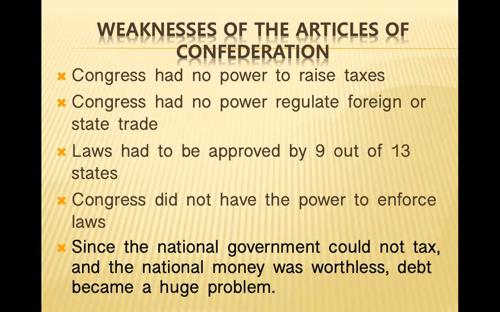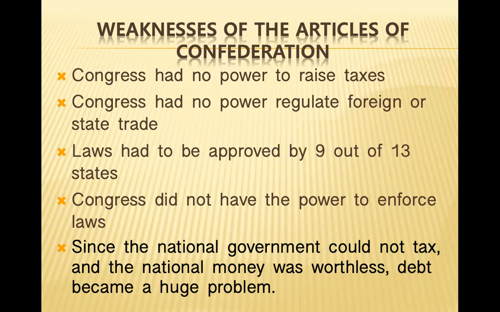So in review, Congress had no power to raise taxes. Congress couldn't regulate foreign or state trade. Laws had to be approved by 9 out of 13 states. That was their idea of consensus. Consensus is the concept where everyone has to agree even if nobody is entirely happy. So can you imagine trying to get 9 out of 13 groups happy? Can you imagine anything getting done?